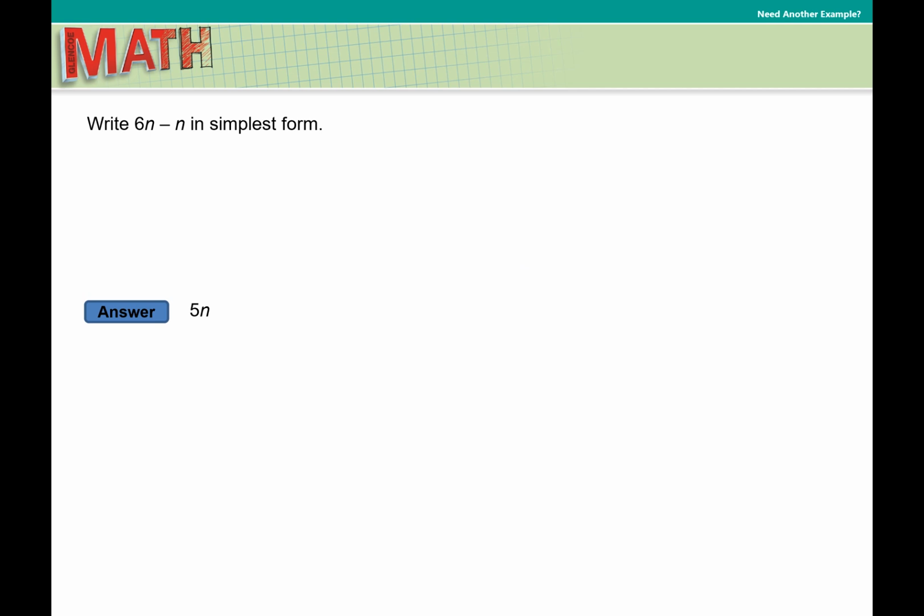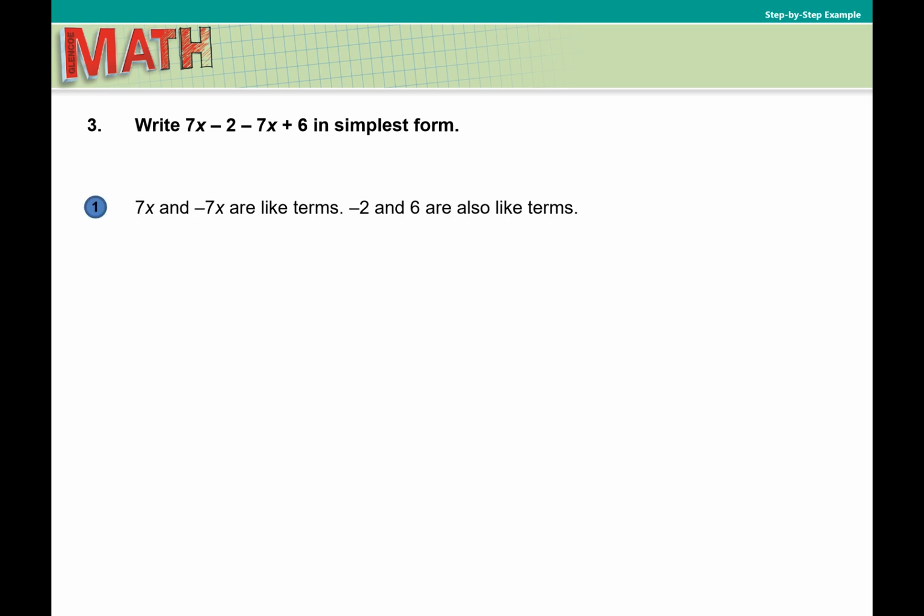Right, you should have got an answer of 5n. 6n plus -1n. Remember, subtraction is the same as addition of a negative. Also, when a variable is written by itself, that's the same as one of the variable. So if I take 6n and I add -1 to it, that would be 5n. That's the simplest form. Okay, now we're going to have a little bit larger of an expression here, and we're going to write that in simplest form.